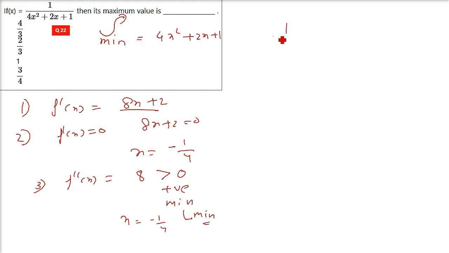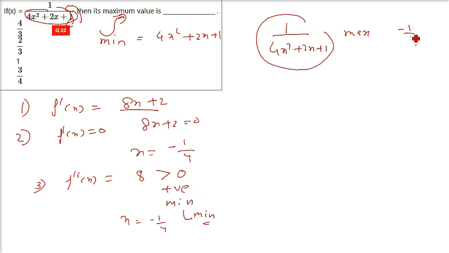So now what about 1 by 4x square plus 2x plus 1? If you put x equals to negative 1 by 4 in now the reciprocal, which is the actual original equation 1 by 4x square plus 2x plus 1, this is going to give you of course the maximum value, because negative 1 by 4 is giving minimum value for 4x square plus 2x plus 1. But same thing will give local maxima if you invert it. Alright, so 1 by 4x square plus 2x plus 1 at x equals to minus 1 by 4 will give you the maximum value. So you got the concept now?